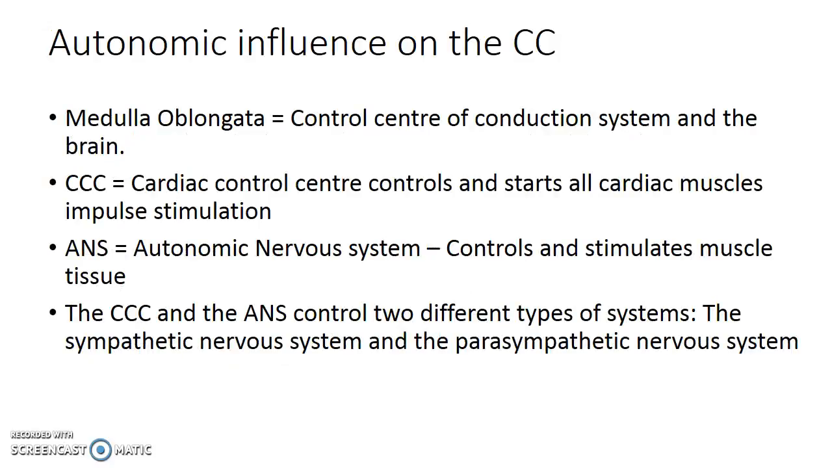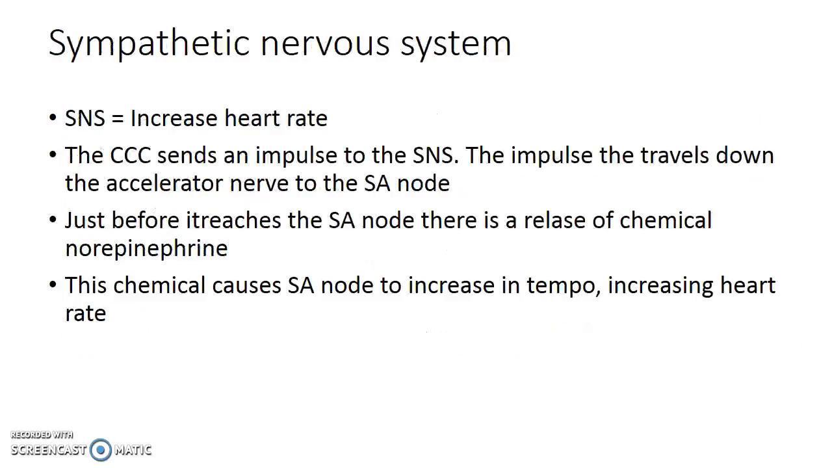So the autonomic influence on the cardiac cycle. You've got the medulla oblongata, which is the central control centre of the conduction system in the brain, and the cardiac control center, and this starts all cardiac muscle impulses. And the autonomic nervous system, which stimulates and controls muscle tissues. The cardiac control center and the autonomic nervous system control two different types of systems: the sympathetic nervous system and the parasympathetic nervous system.